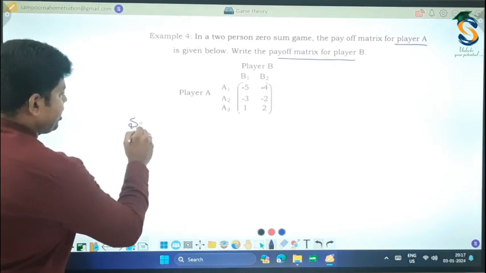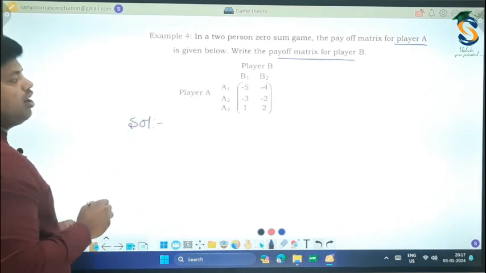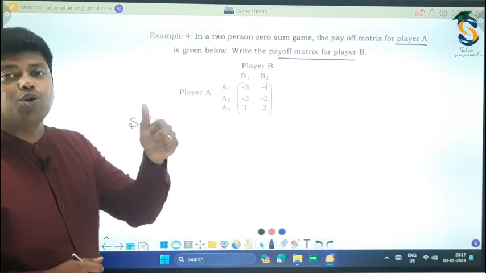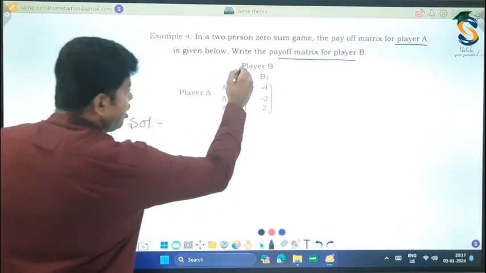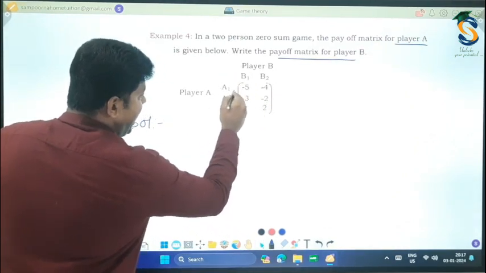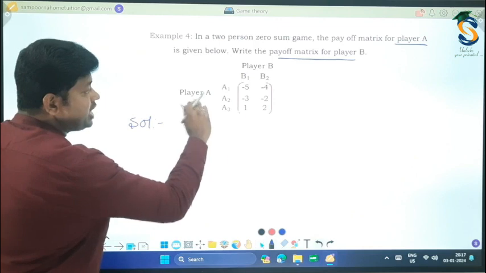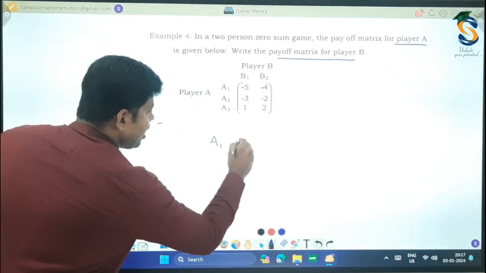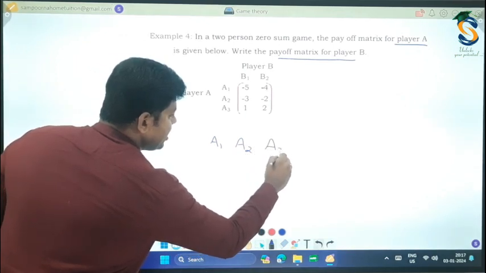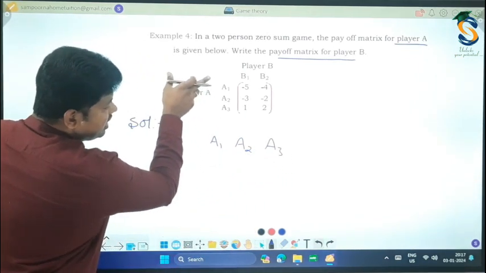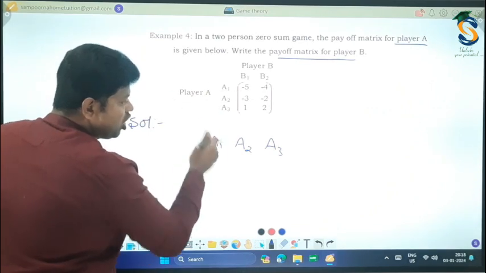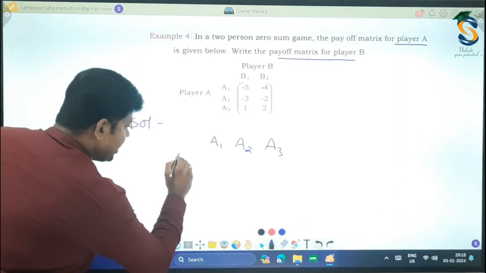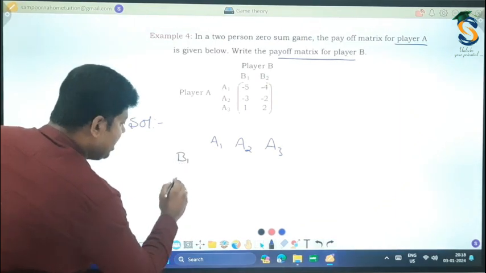So the solution for this, the first step, you need to change rows into columns. You have to change rows into columns. So here the rows, that is A1, A2, A3, we have to change into columns. So I need to write down here A1, A2 and A3. See what did I do? Just I converted rows into columns. Then columns into rows. That is, I need to write here B1 and B2.